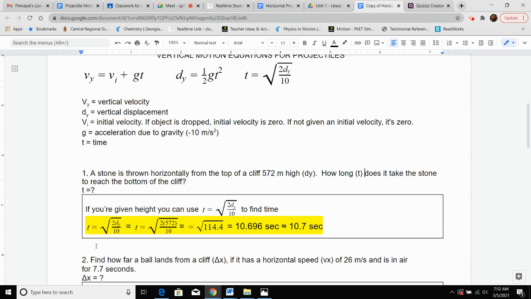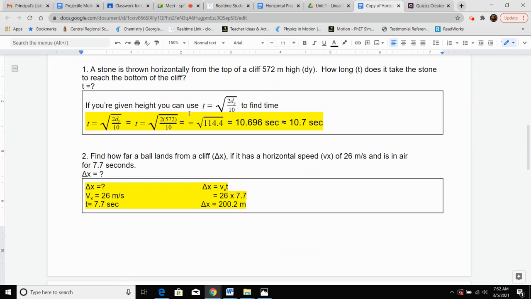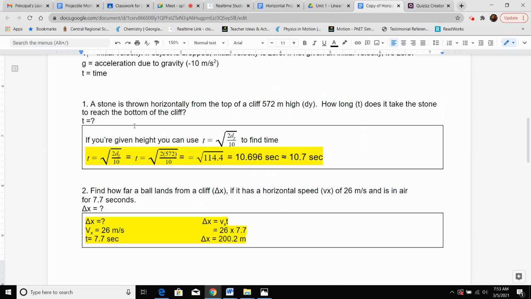So, how far something lands from a cliff. And again, I wrote it in here. How far away? How far from the base? Total distance traveled. Those are key phrases to find delta x, displacement. So that's what we're looking for. I wrote out that is what the question mark is. We're given Vx of 26 meters per second, a time of 7.7 seconds. The equation I would use, if I cover up delta x in the triangle, is Vx times time. Multiply the two values, and you would get a horizontal displacement, delta x, of 200.2 meters.